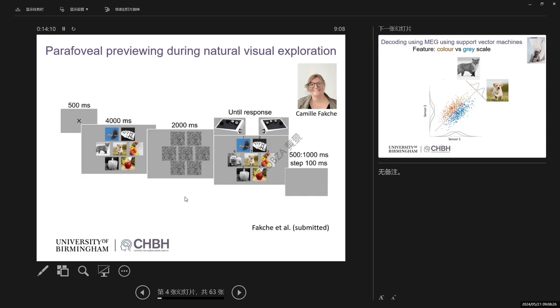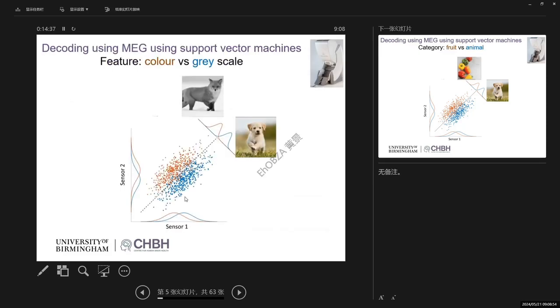So that means we can now look at feature processing, meaning the color, and we can also consider object or category processing, namely, you can think about that as semantic processing, processing the meaning level of these objects. So with MEG, we can study this, and you've probably all heard about classification approaches using support vector machines, right?